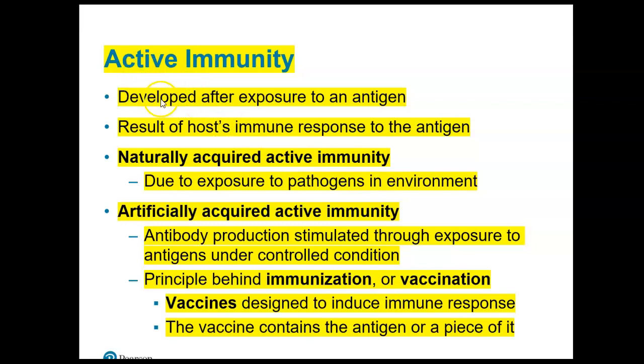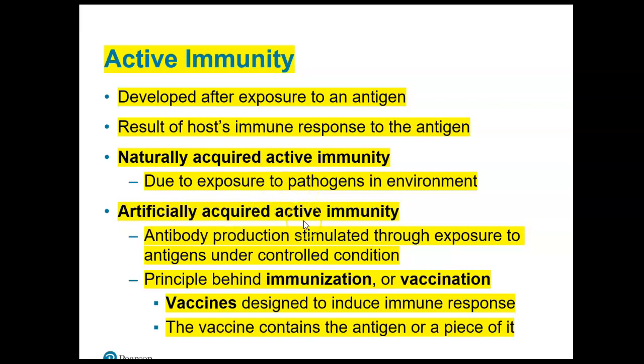Active immunity is developed after exposure to an antigen. It's a result of a specific antigen. It's a result of the host's immune response to the antigen. Naturally acquired active immunity is due to the exposure to pathogens in the environment. In other words, you probably got sick, and then you developed immunity, so the next time you encounter that pathogen, you won't get sick from it. So that's just from getting sick from that specific pathogen once before.